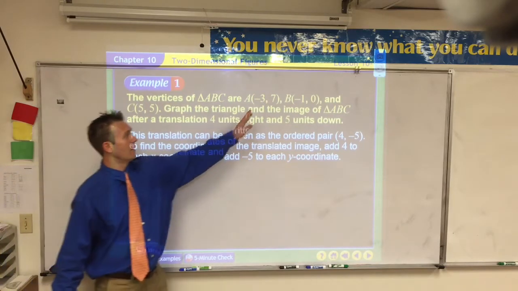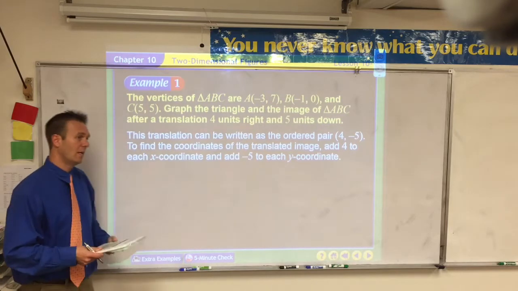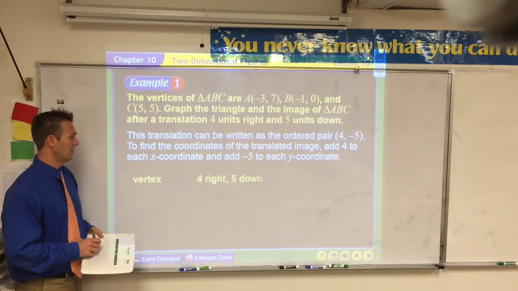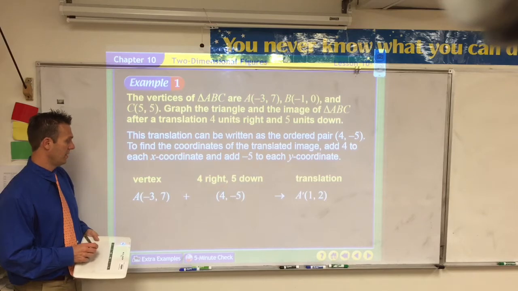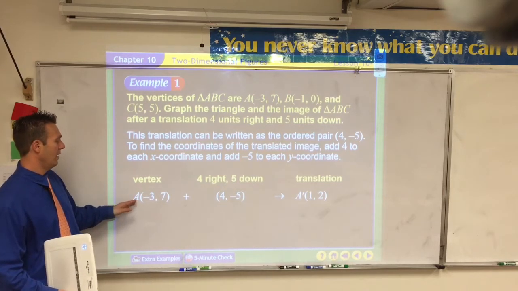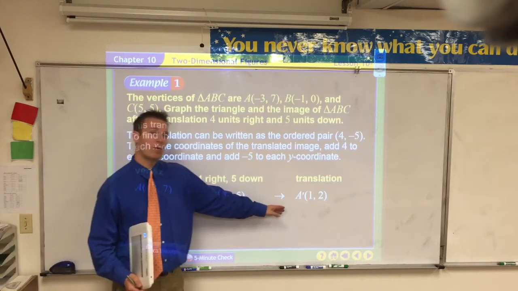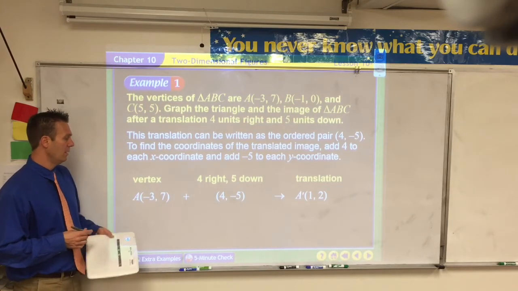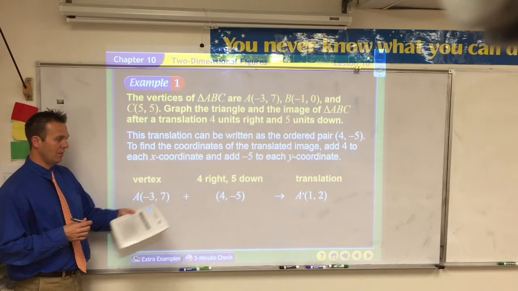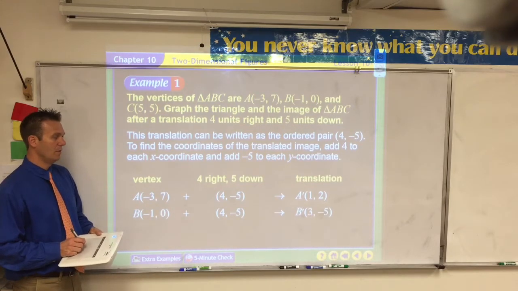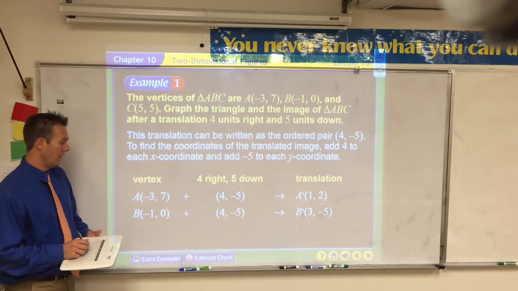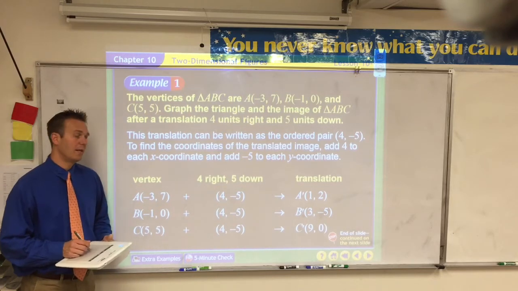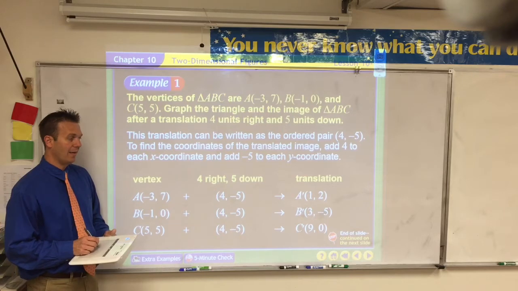So what you're going to do is you're going to add 4 to all the x's, and then you're going to add -5 to all of the y's. Okay? So you start with A, and you get -3, 7, and you end up with A prime, which is 1, 2. By adding 4 to -3, you get 1. By adding -5 to 7, you get 2. And so on. You do the same thing with the next vertex, the B, and also the C. And you have all those points, and then you add them together and you get 9, 0.